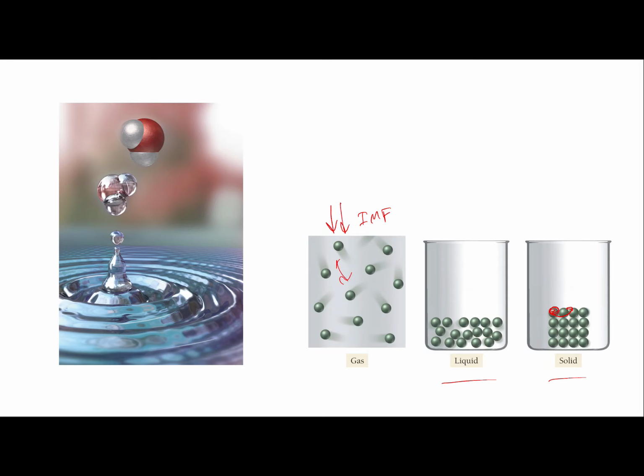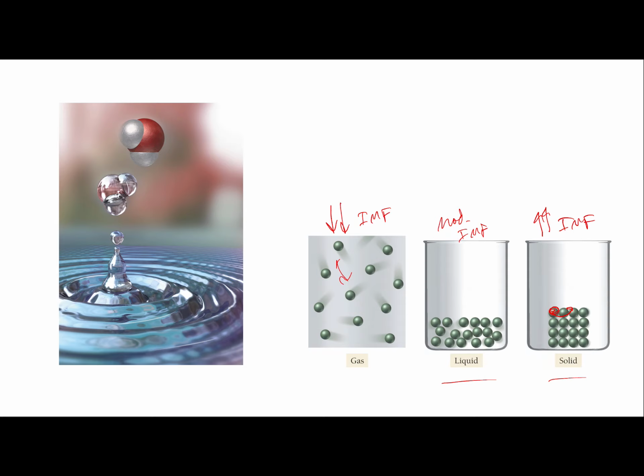Liquids have an indefinite shape, but they have definite volume. Liquids have moderate intermolecular forces. So let's just say moderate. And we're going to say that solids have strong or high intermolecular forces. Solids also have high densities. They have definite shape, definite volume.